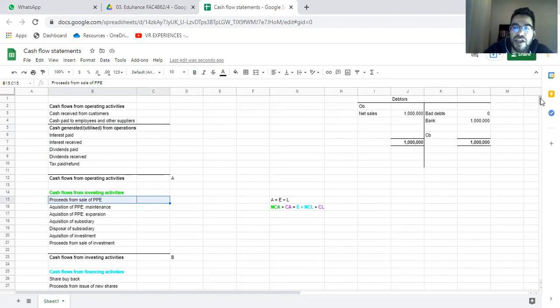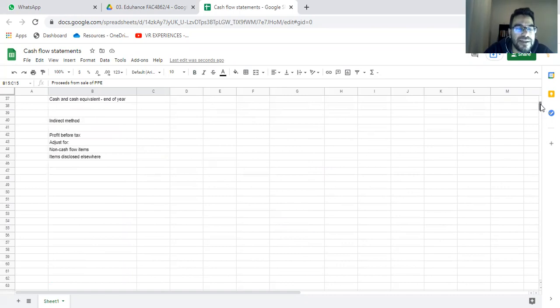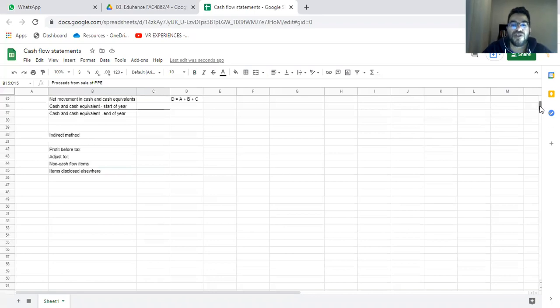So what's important to take note of is to understand what we're trying to calculate. We're starting with profit before tax. That includes non-cash flow items, and that includes items that are disclosed elsewhere. What are the items that are disclosed elsewhere? Anything relating to financing activities, anything relating to investing activities, anything that is included in operating activities but is below the line item cash from operations.